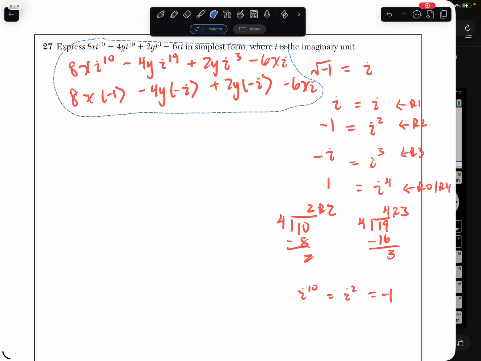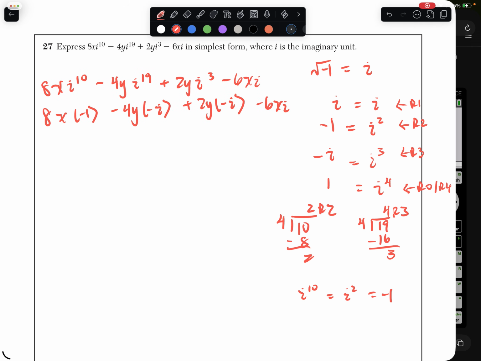So this is my actual work. And now it involves a little bit of algebra to combine like terms. So this is -8x plus 4yi, and then minus 2yi minus 6xi. We can combine the middle two together. So this becomes -8x plus 2yi minus 6xi. For the x's, we can't combine them together because -8x does not have an i, so they're not like terms.